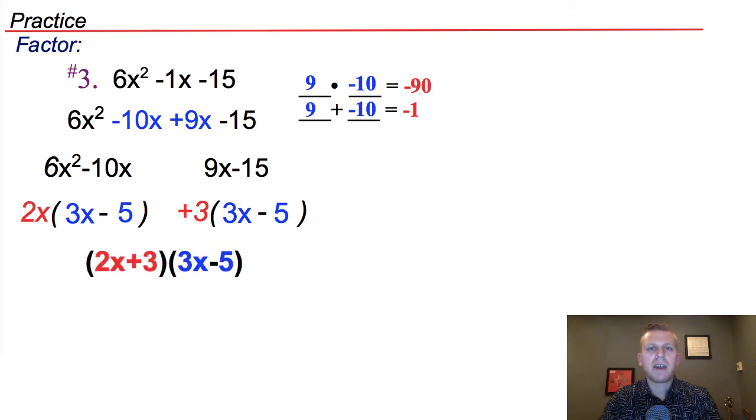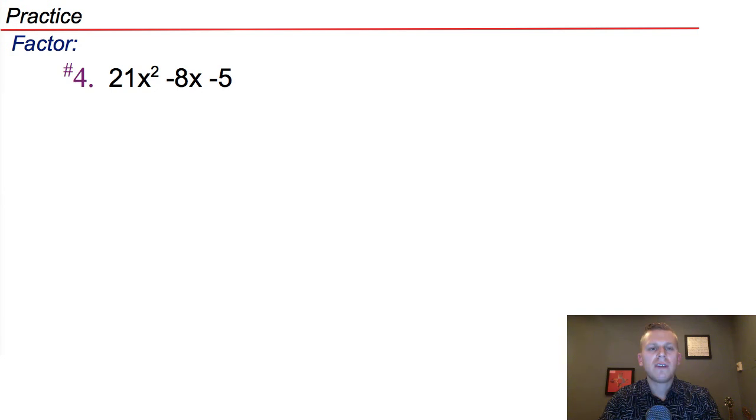If I want to check my answer to make sure that this is the correct factored form, I can double distribute, commonly known as foiling, to make sure that this factored form is the same as the standard form. Let's try one last example. Here I want to factor this last trinomial.